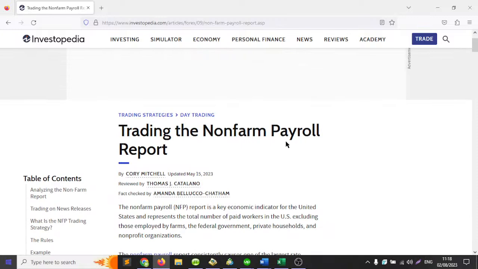Okay, so today it is going to be trading the non-farm payroll report. According to the definition we have on this website, the non-farm payroll report is a key economic indicator for the United States and represents the total number of paid workers in the United States, excluding those employed by firms, the federal government, private households, and non-profit organizations.